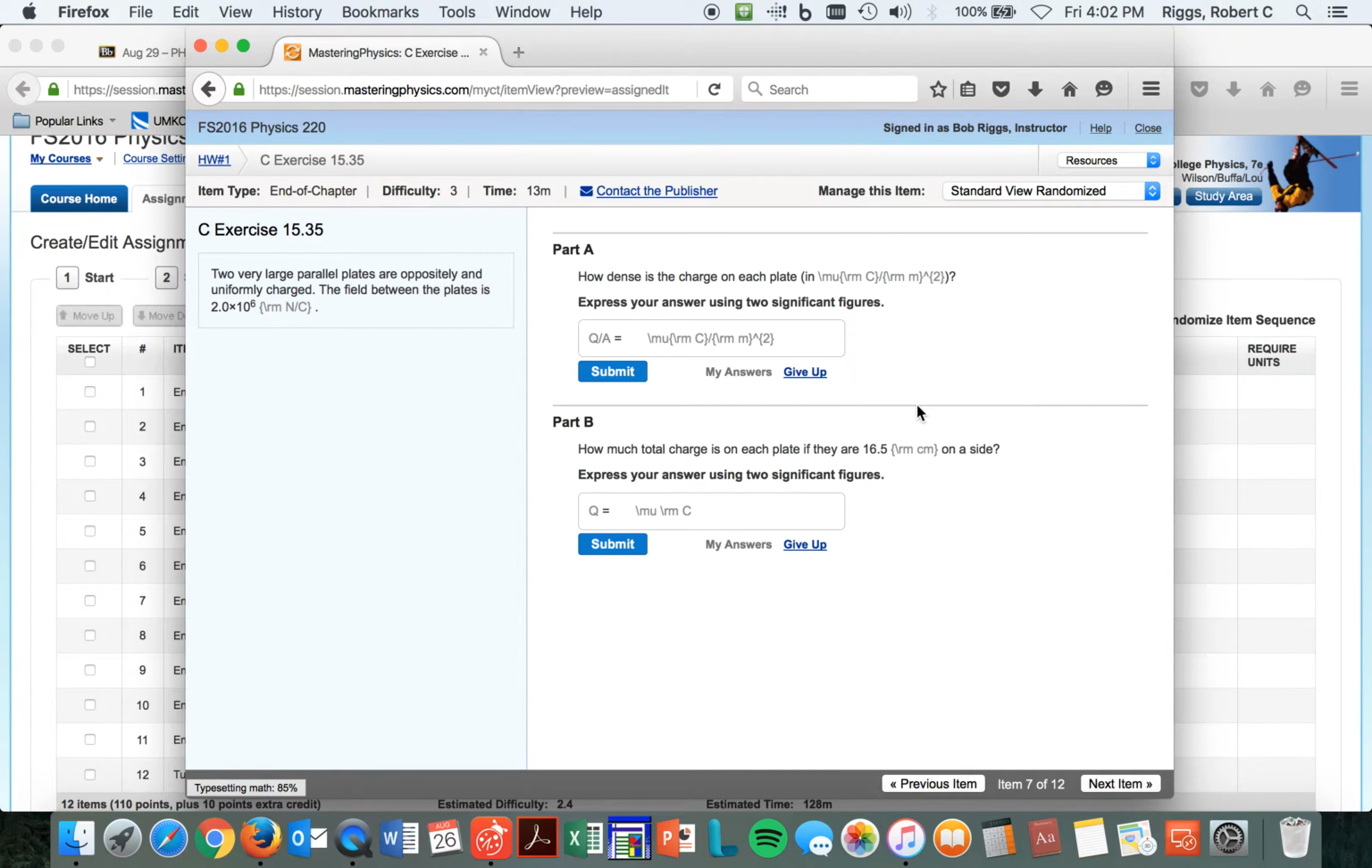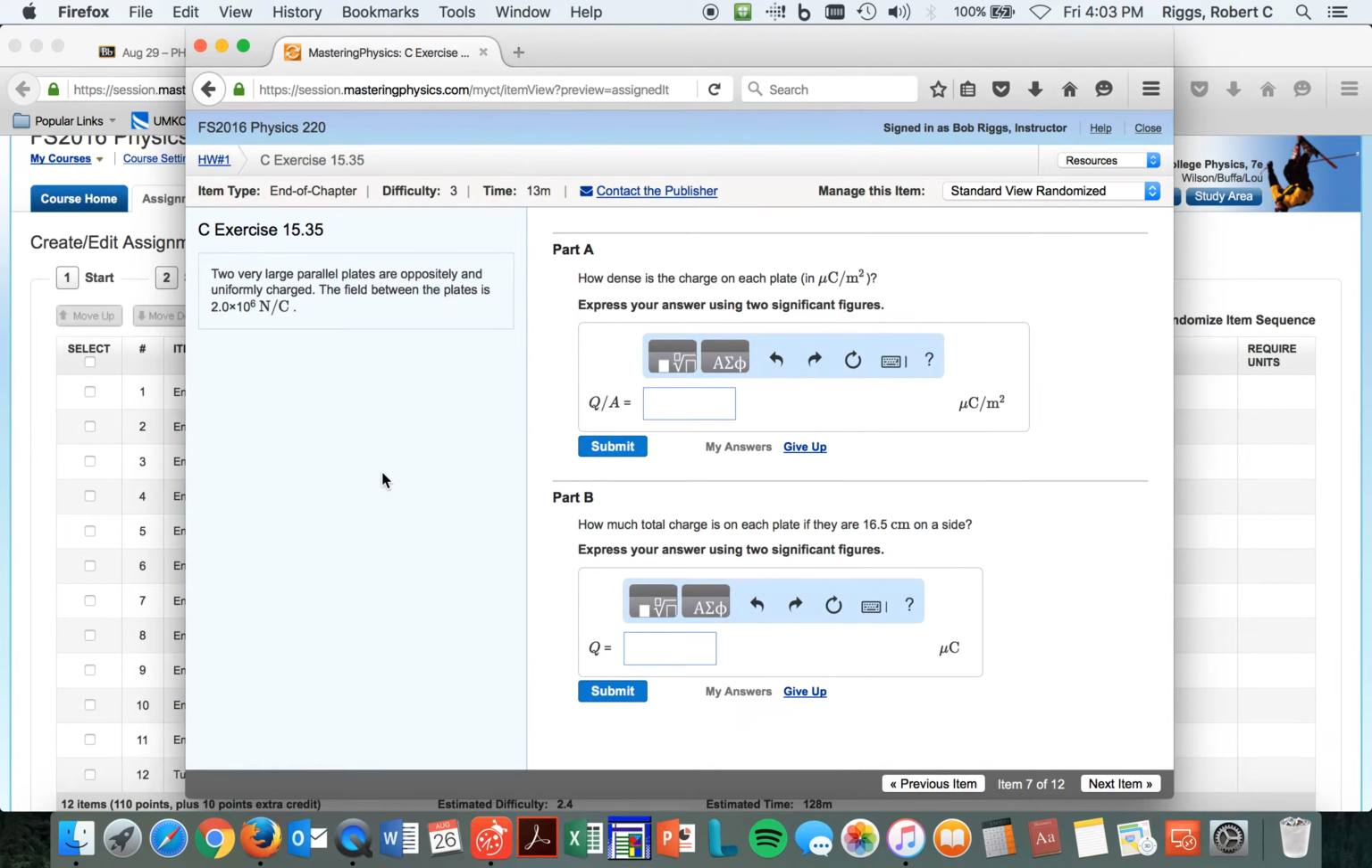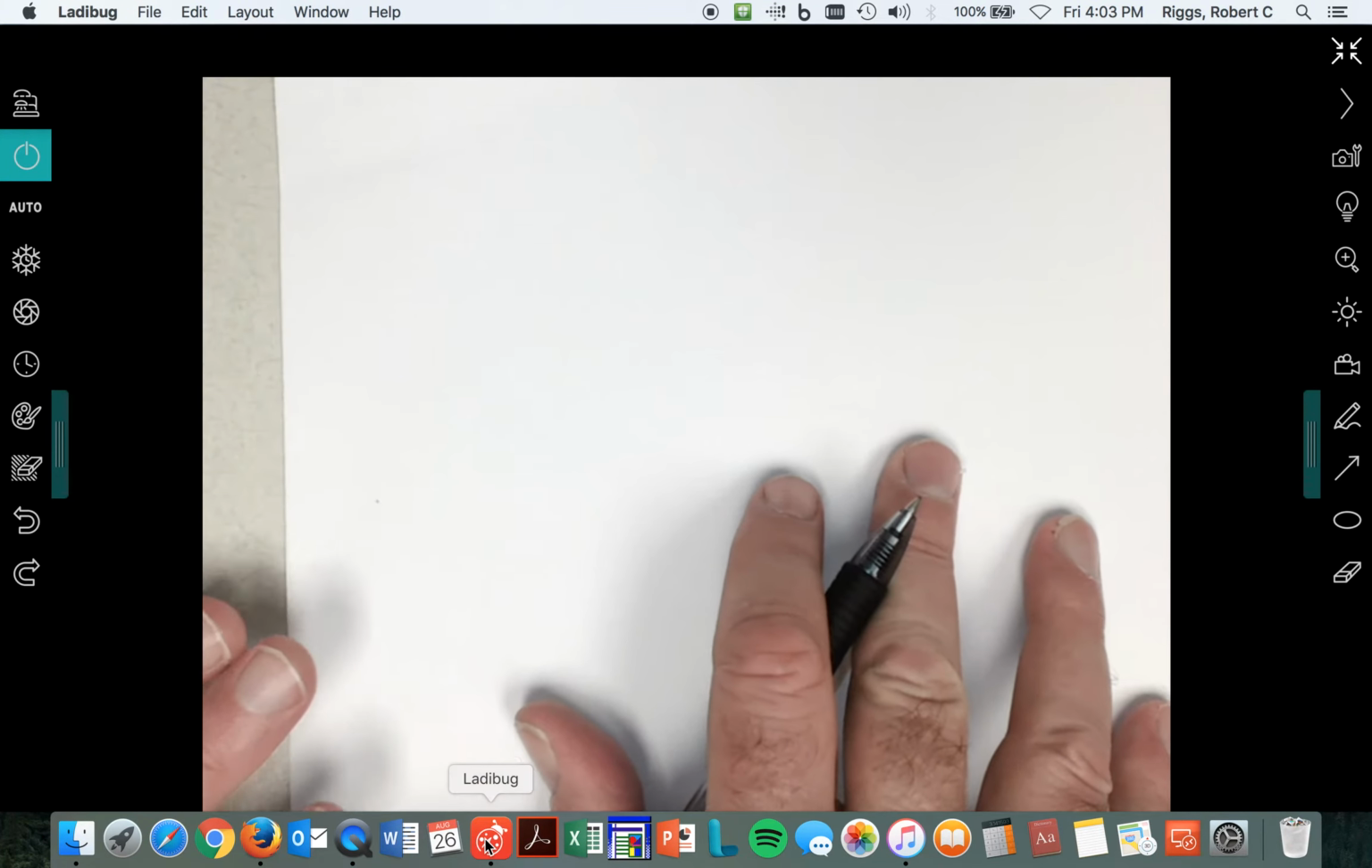So anyway, two very large parallel plates. You guys have no idea what they're talking about when they talk about two large parallel plates. It's in your book, but trust me, it's hard to read a physics book. I understand that. But here's the deal with parallel plates. I'm going to draw two parallel plates. So here's what we've got.